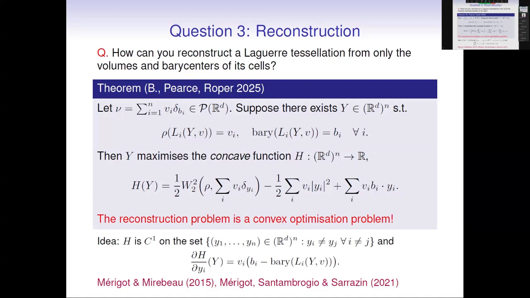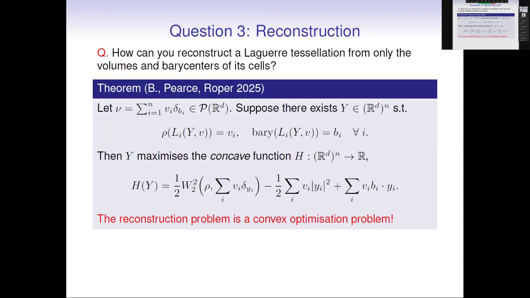Okay. So what did we talk about? We spoke about uniqueness and reconstruction. Now I want to talk about existence: conditions on the data, the V_i and the B_i, so that there actually exists the Laguerre tessellation with cells of the given volumes and barycentres. With my collaborator in Scotland, we were stuck on this, and the solution came from a sort of random conversation when I was in Paris in 2024.